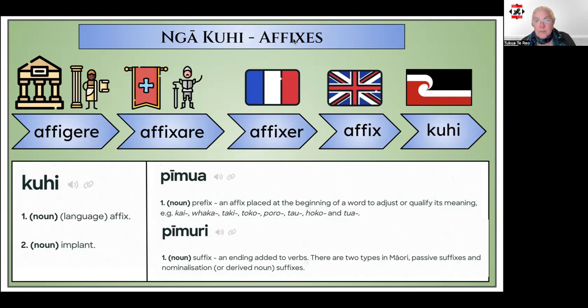There are two types of affixes, or kuhi, and they are pīmua, or prefixes, that are added to the start of the word, and pīmuri, or suffixes, that are added to the end of the word.